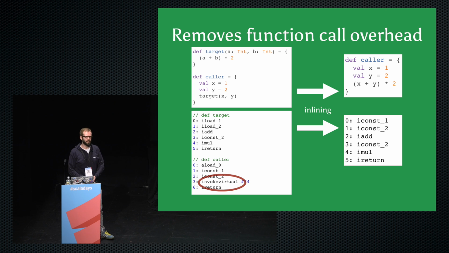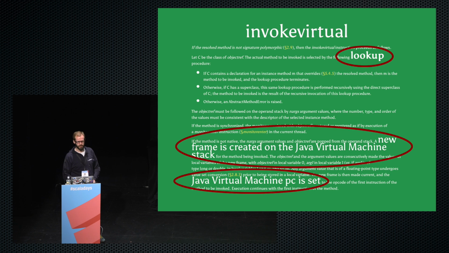Now, this invoke virtual is the bytecode used to call a virtual function. Depending on what kind of function you're calling, it'll be either invoke special or invoke virtual. And getting rid of this means that we've got rid of a lot of overhead. So if we have a look at the JVM spec for invoke virtual, we can see exactly why it's bad and we want to get rid of it.